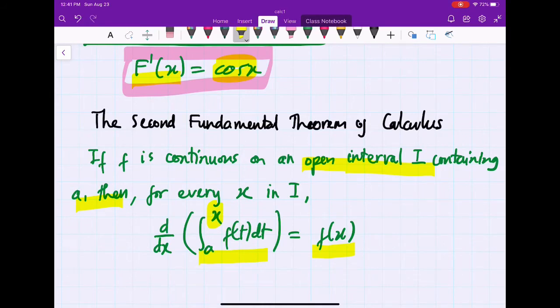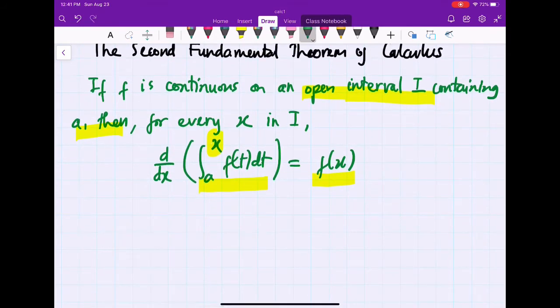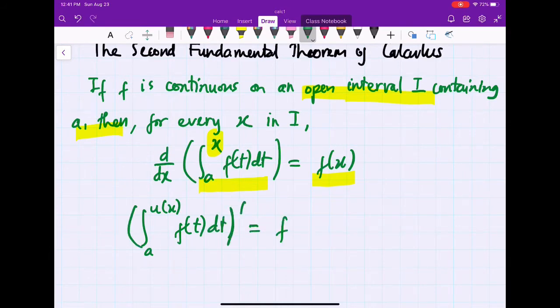Okay, so what happens if you don't have x over there but a function? We need to use the chain rule. For example, if you have the integral from a to u of x of f of t dt, and you want to differentiate this, that is f evaluated at u of x, and then times u prime. See, that is the chain rule.